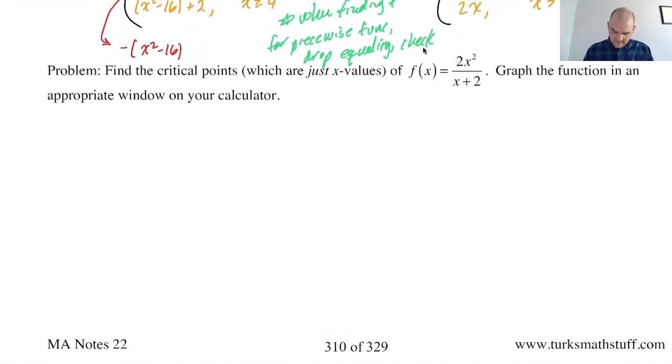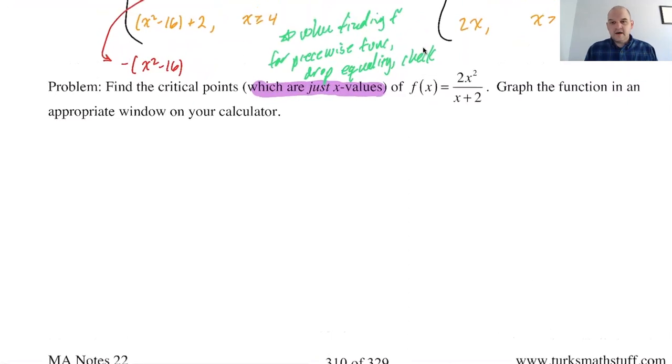So let's do the next one. Find the critical points, which are just the x values. Can't stress that enough. Which are just the x values of f of x equals 2x squared over x plus 2. Graph the function in an appropriate view window on your calculator. Okay, so we can do this.